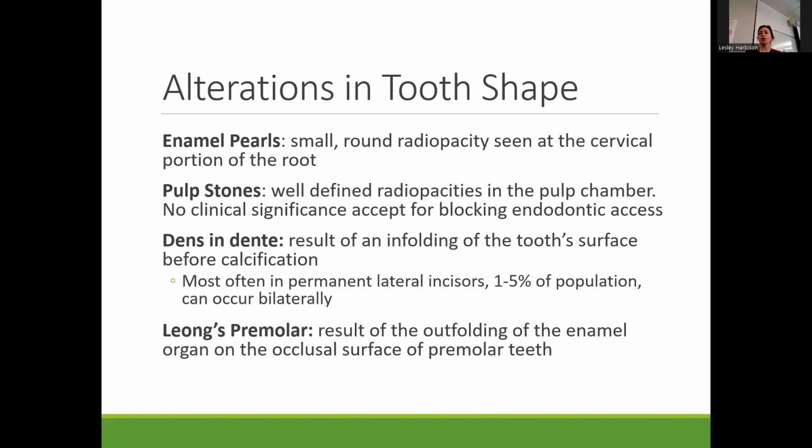So that's an outfolding of the enamel, and the dens invaginatus. They call it dens invaginatus because it looks like a tooth within a tooth. Radiographically, it almost looks like there's a second, not well-developed tooth inside the tooth. So that's why it's tooth in tooth. That's what dens invaginatus means.